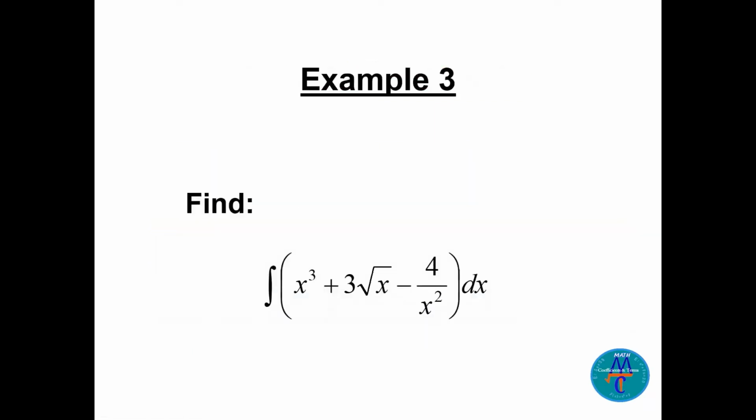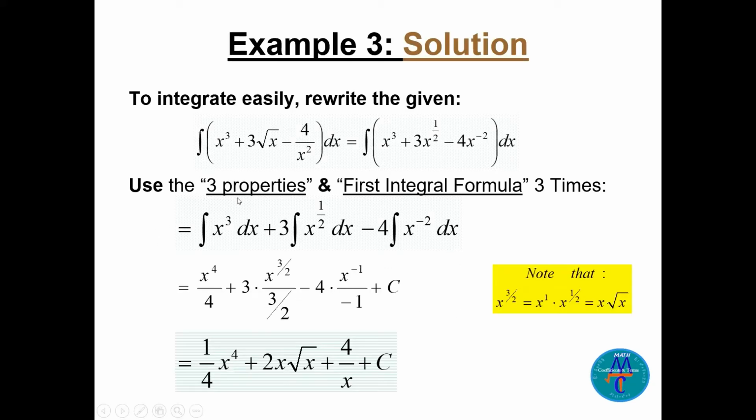Let's look at example number 3. The integral of x cubed plus 3 square root of x minus 4 over x squared dx. So now all this inside the bracket, this is small f, f of x, the function. We have to find the antiderivative. So to integrate, we can use the properties here. See, this is a sum, this is a subtraction, and we have to use the first integral formula also 3 times, because this 4 over x squared, we can make it x to the power minus 2. We can still apply the first integral formula.